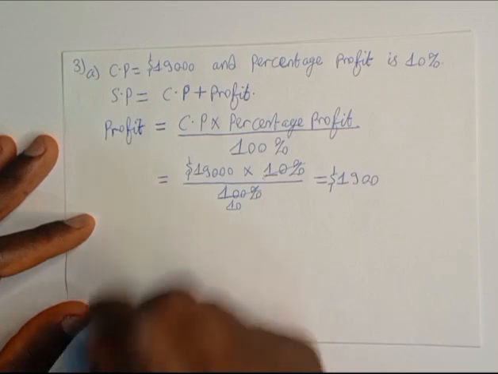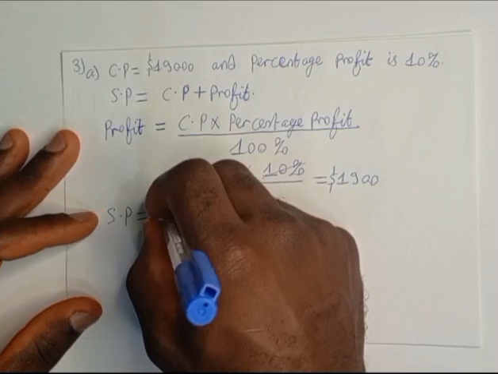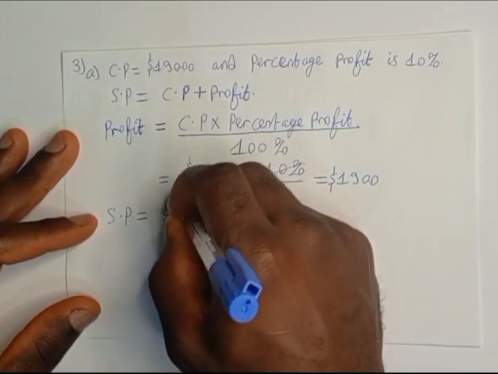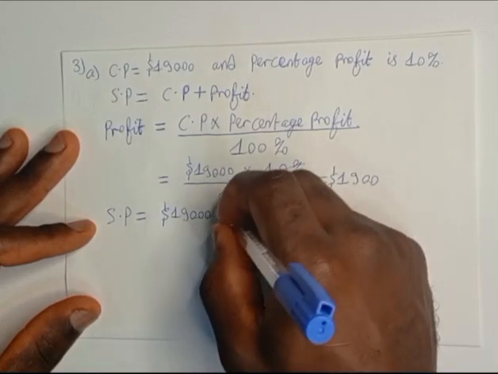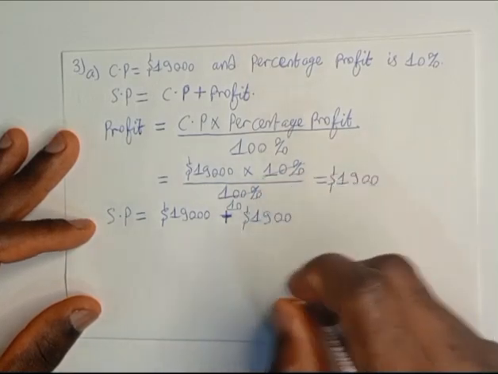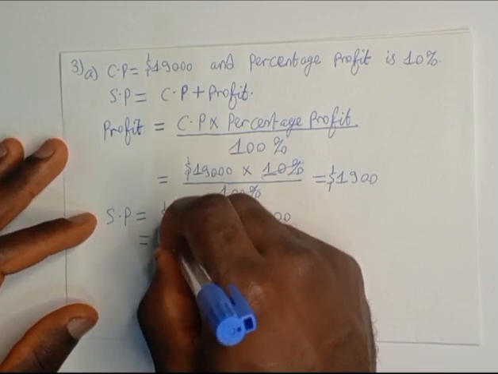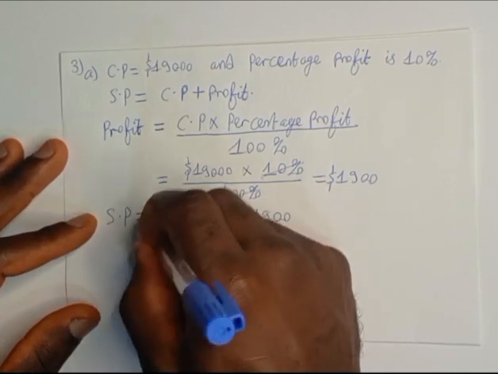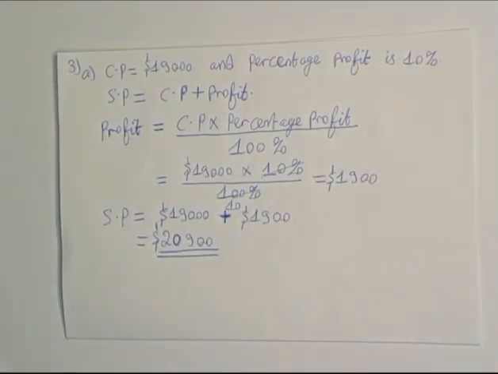Knowing the profit made, we can easily find the selling price of the item. The selling price will simply be equal to the cost price of the item, which is $19,000 plus the profit made from selling the item, which is $1,900, and this will simply be equal to $20,900. This is the selling price of the item for which a profit of 10% was made.